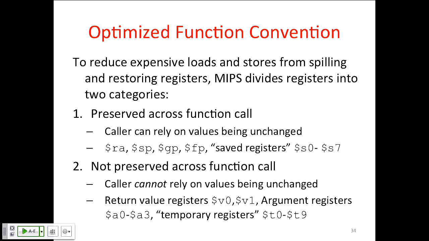Also, the argument registers, so A0 to A3, the function can overwrite those without saving and restoring them. And finally, there's the temporary registers, T0 through T9. These are also sort of just free space anybody can stomp on at any point in time. So you cannot rely on them surviving across a function call.